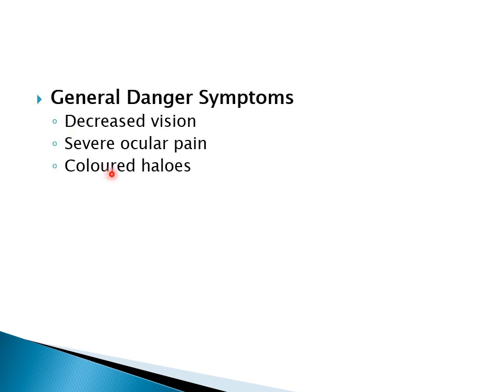We should not forget what we call the general danger symptoms. هاي symptoms لما نسمعها من المريض والمريض يحكيها it's dangerous, it's serious, يعني it's visually significant. High danger symptoms include decreased vision, severe ocular pain, colored halos, and sometimes we may add photophobia. فهاي الأعراض لما نسمعها والمريض يحكيها دليل أنه في عنده مشكلة serious problem threatening his vision على long term.